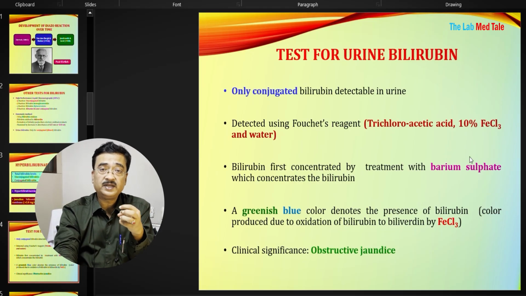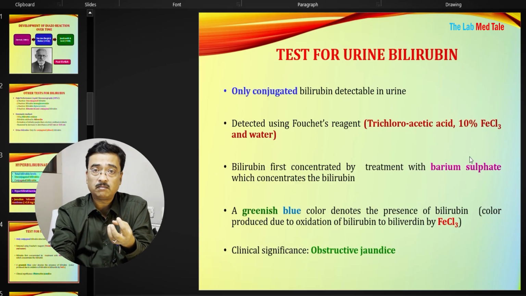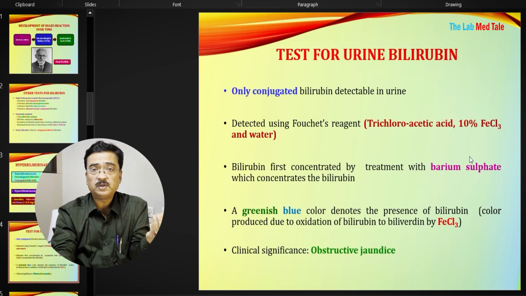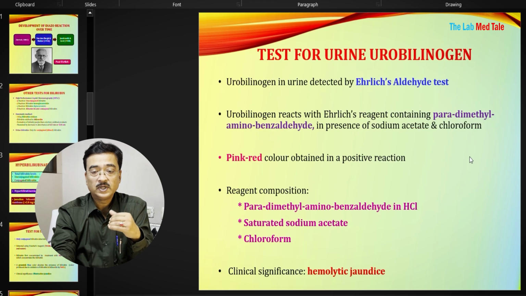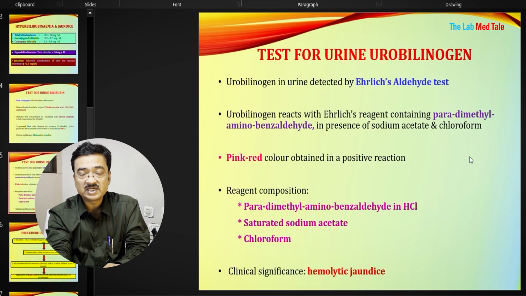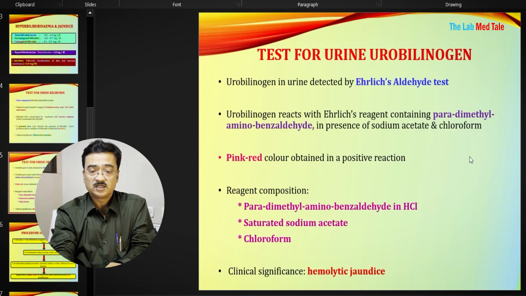Whenever you find water soluble bilirubin in your urine, it must be conjugated bilirubin, because if conjugated bilirubin builds up too much in the blood, it is excreted by the kidney, and therefore you can get a positive urine bilirubin in those cases. Another one is urine urobilinogen, which is tested with Ehrlich's aldehyde test. This produces a pink red coloration on a positive reaction.